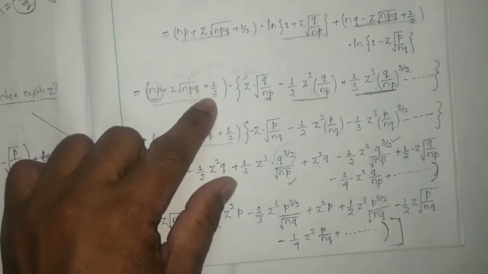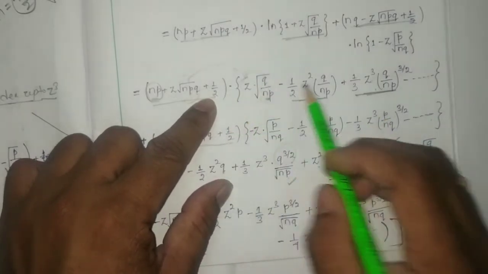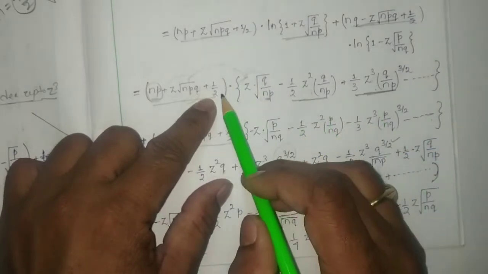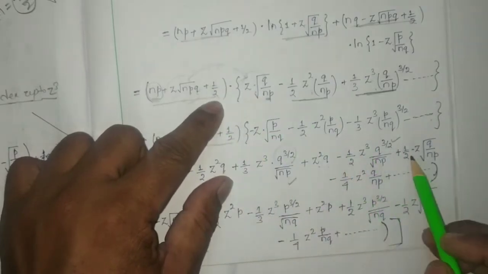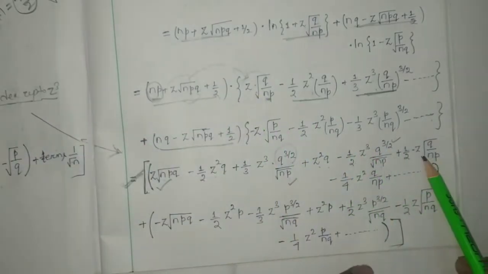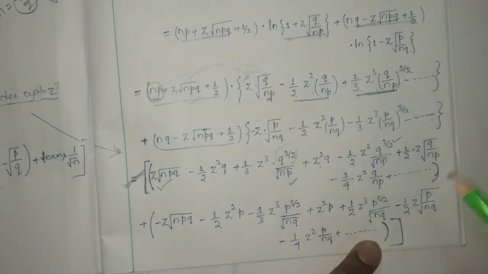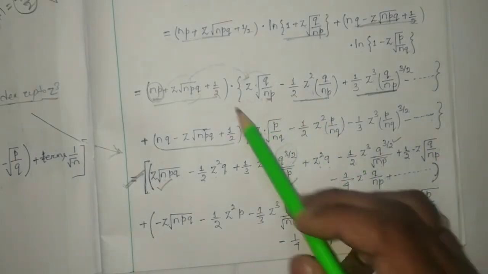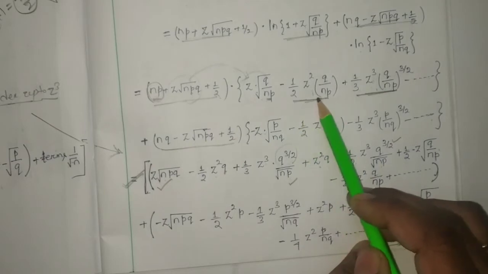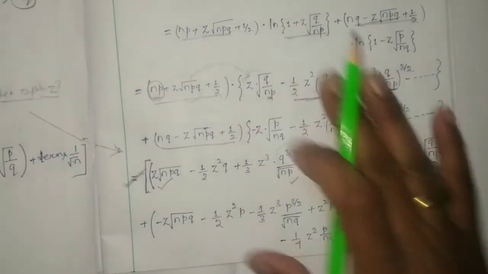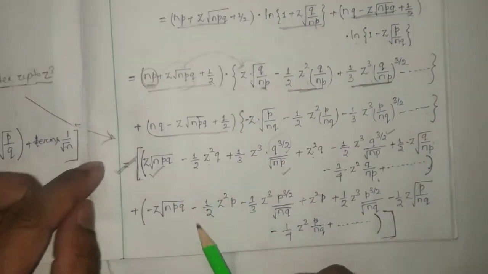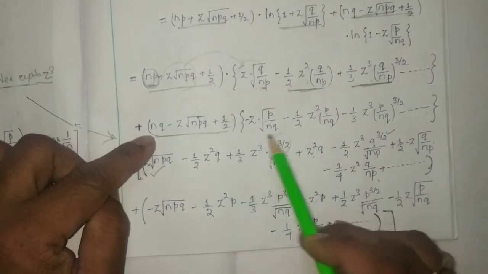Okay, 1 by 2. I left up here, and again I started to multiply 1 by 2. 1 by 2 into this one will be how much? 1 by 2 z into root over q by np. Then 1 by 2 into this term will be minus 1 by 4 z square q by np. Okay, exactly the same way we have to consider the multiplication of this one with this.